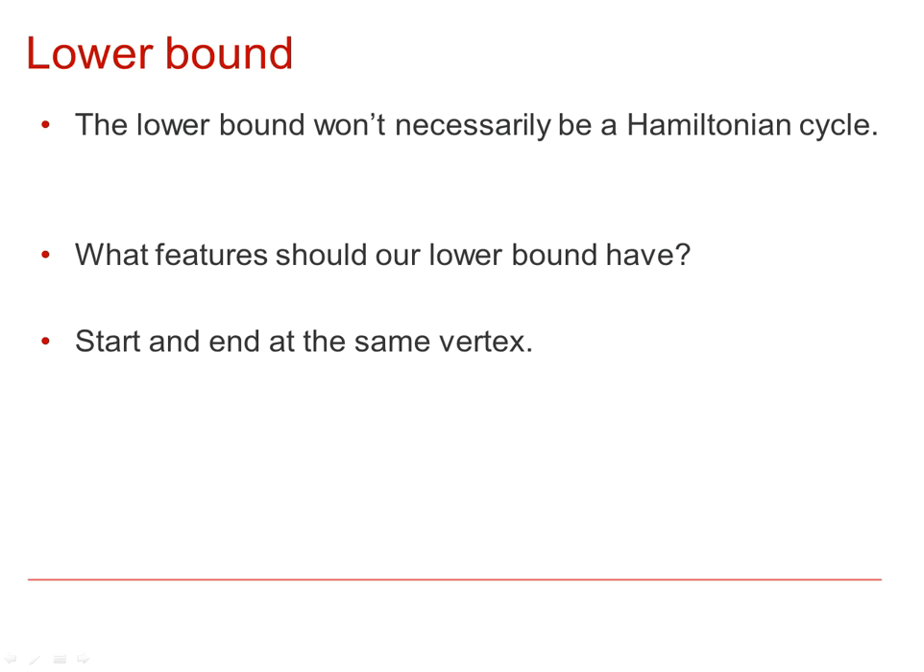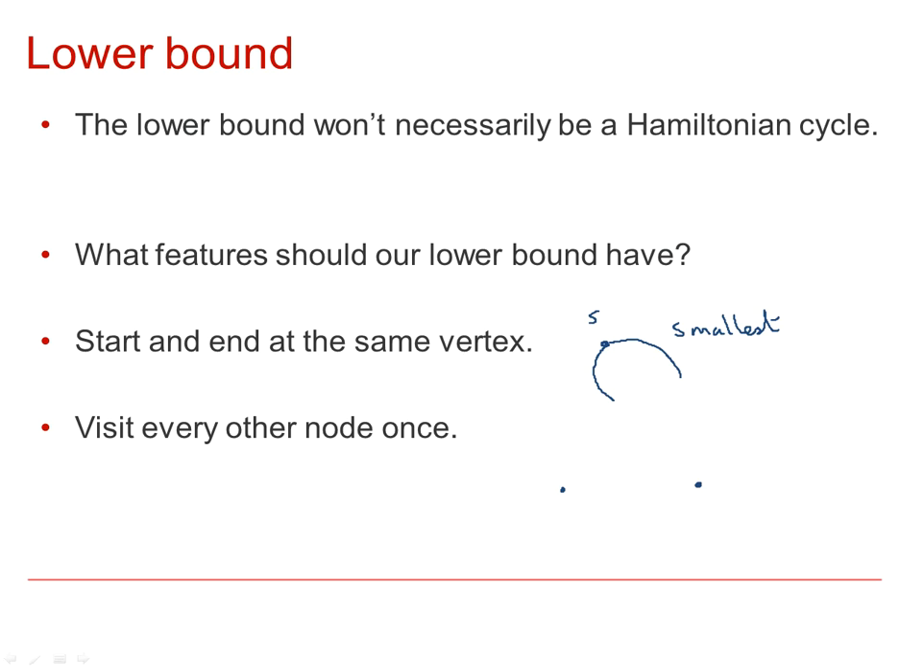The start and end vertex should be the same, and to make sure that we've got a number which is less than our optimal tour, we're going to add in that start vertex using the smallest pair of arcs that we can. We also need something which is connecting all of the other nodes together. Something which does this is a minimum spanning tree.